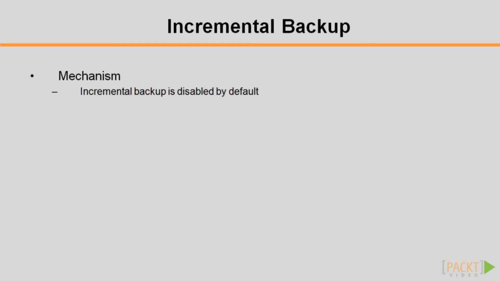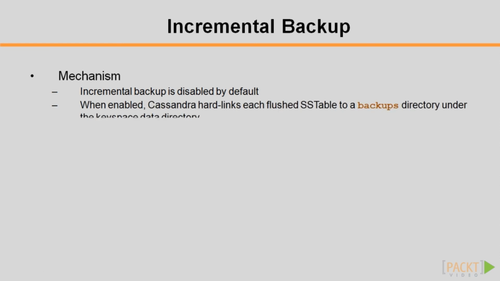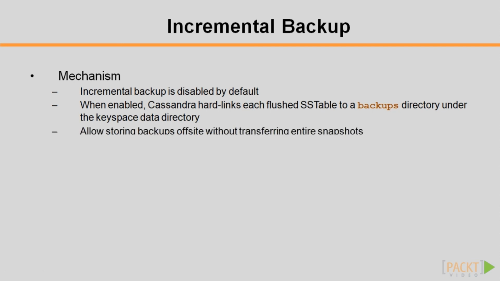By default, incremental backup is disabled. When it is enabled, Cassandra will create hard link to each on-disk SSTable in a Backups folder under the Keyspace Data folder. In contrast to snapshot, incremental backup allows storing backups off-site without transferring entire snapshots, and thus saving both network bandwidth and disk space.